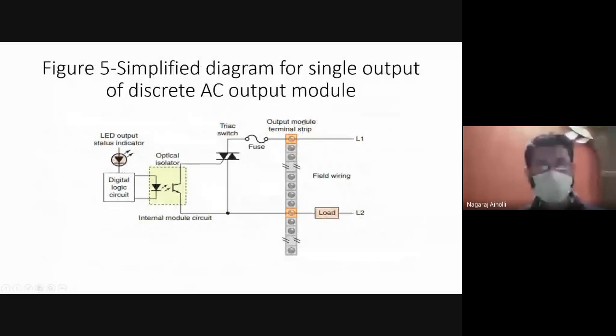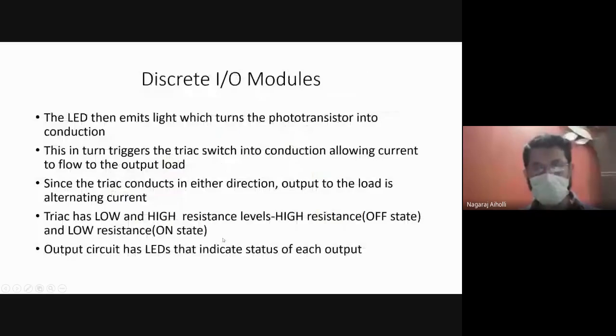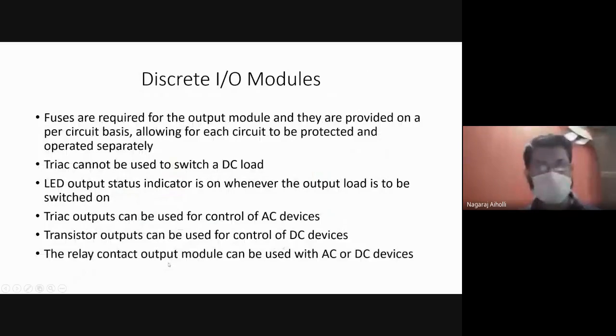That's what is explained here in this diagram. From the LED to the optocoupler, from there to the Triac, and from the Triac to the load, turning on the load, which indicates the status of the LED, indicating that the signal is being sent to the load, or the load device is turned on. Triac operates only for AC load devices. Transistor is for DC load devices, whereas the relay is both for AC as well as DC load devices.